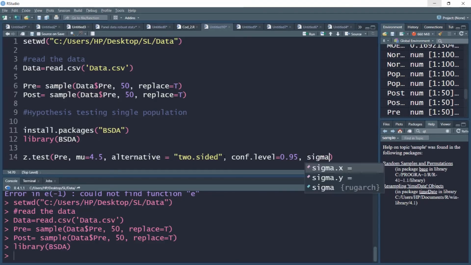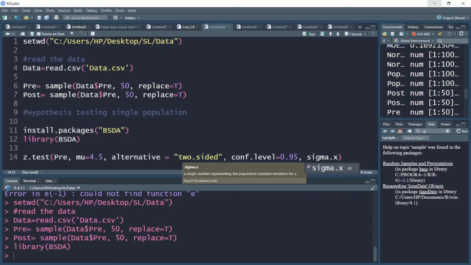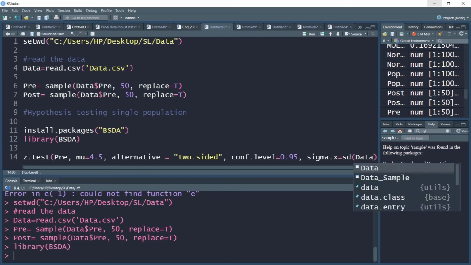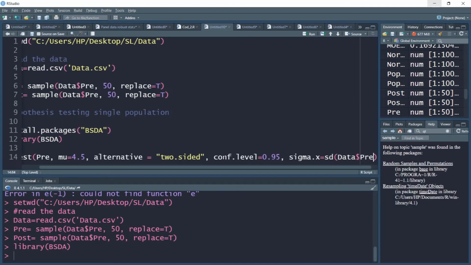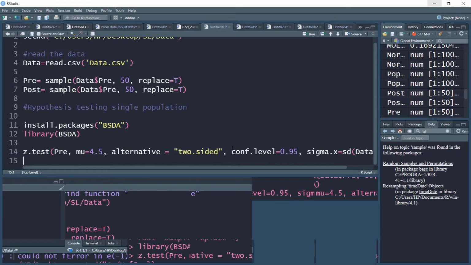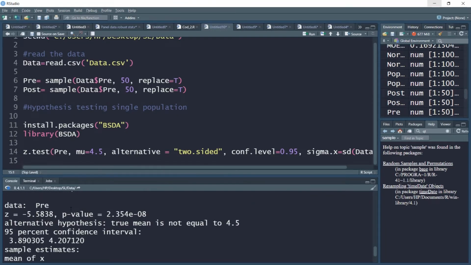Interestingly, we also need to specify the population standard deviation. For the population standard deviation, we'll use the standard deviation of the original pre variable, using the sd command. Using the sd command, we can compute the standard deviation of the original pre variable. Running this z.test will provide us with the hypothesis testing results. So for example, if I run this, my z statistic is computed as minus 5.5838.